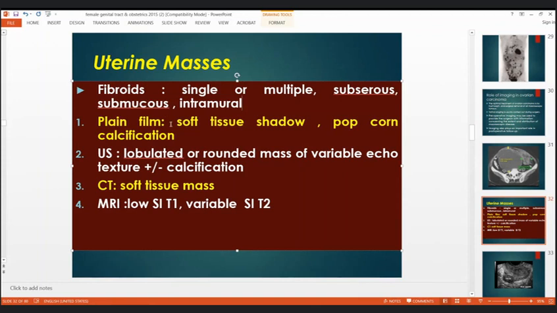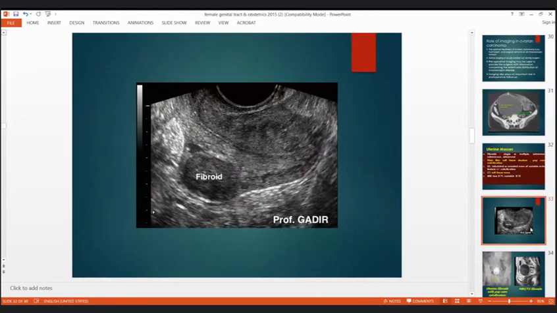Plain film is usually not helpful. It may show calcification in a fibroid. Ultrasound will show us the fibroid clearly as lobulated or rounded masses of variable echogenicity, with or without calcification. CT is not so good; it will show just a soft tissue mass. MRI will give a very good characterization and will show the signal intensity of the fibroid and the presence of degeneration.